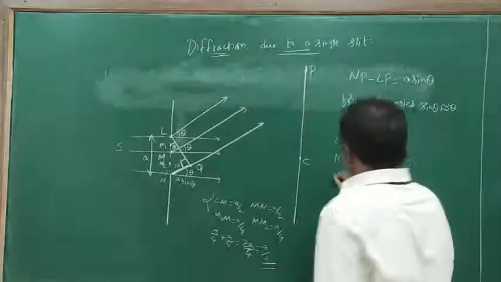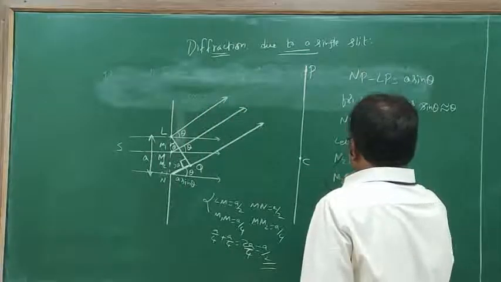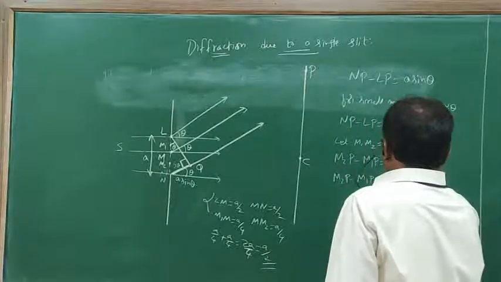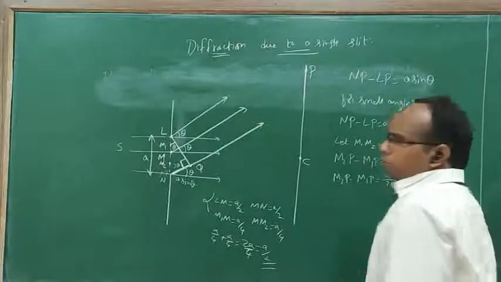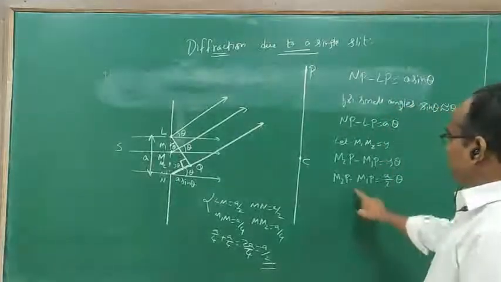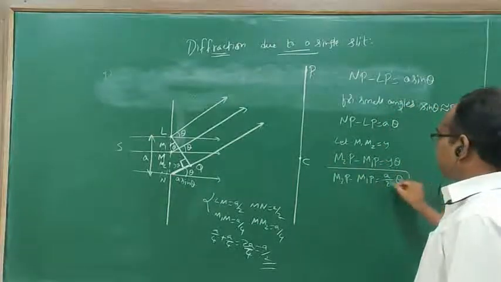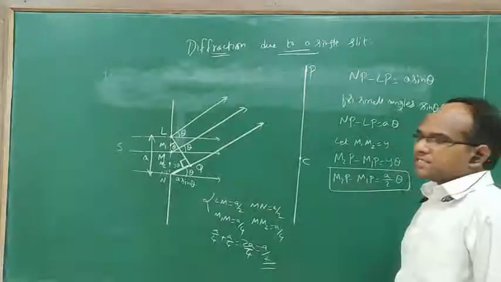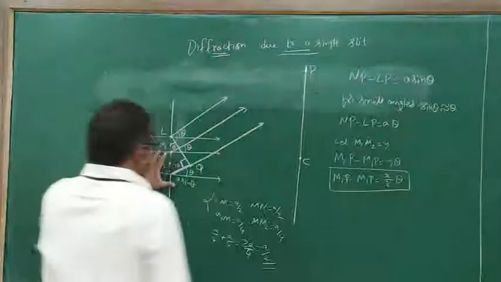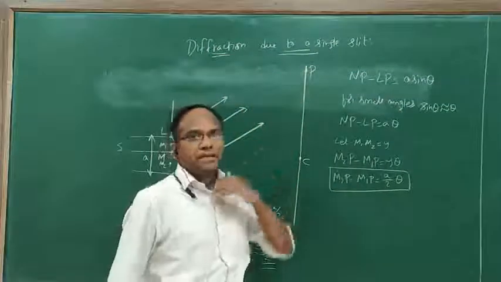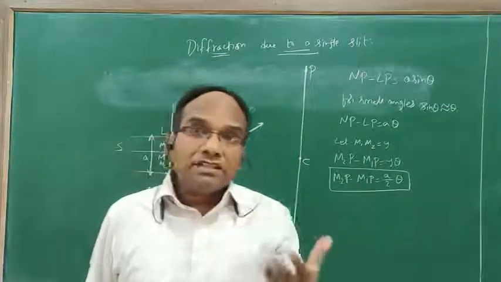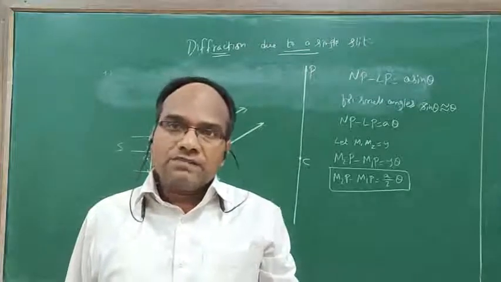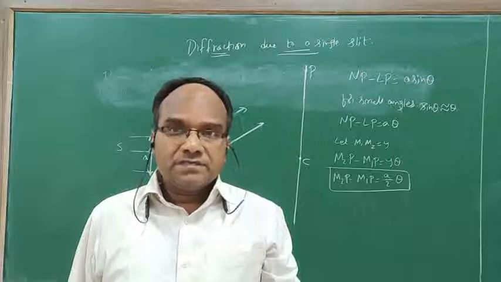Here, what should I write? M2P minus M1P is equal to Y. Y is nothing but A by 2 into theta. So what is this? This is also path difference. So the rays which are passing through the point P have the path difference as well as phase difference.